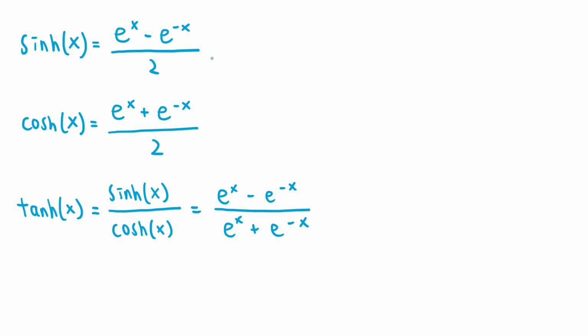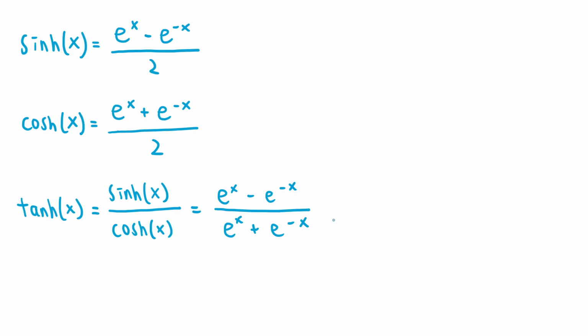The hyperbolic functions sinh of x and cosh of x are defined as sinh of x equals e to the x minus e to the negative x all over 2, and cosh of x equals e to the x plus e to the negative x all over 2. Tanh of x is defined as sinh of x over cosh of x, and we can use the definitions of sinh of x and cosh of x to define tanh of x in terms of exponential functions.